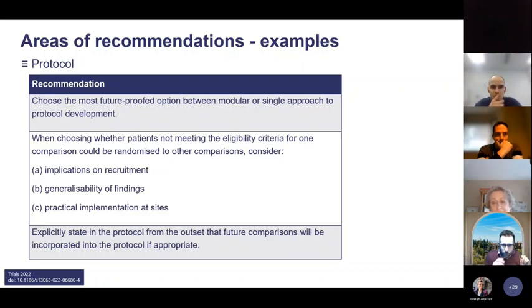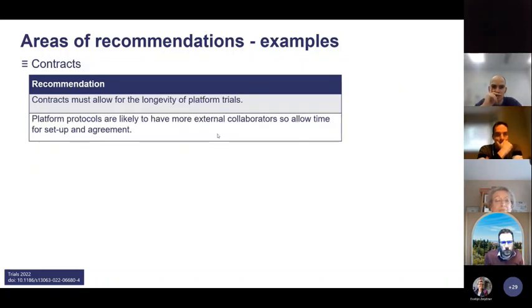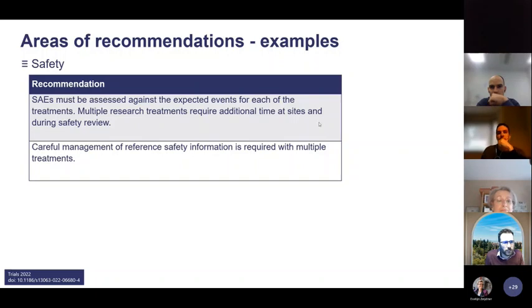So we've got to work through, and I think that's going to vary according to the questions at the time. We would also recommend that everybody in their protocol explicitly states that future comparisons may be included. We've added contracts just because contracts are always difficult, but making sure that contracts cover the longevity of a platform protocol, the fact that the time scale might drift on a bit, is really important. And recognizing as well that the more collaborators you have in a protocol, the more complicated the contracts can become. So it's worth budgeting a little bit for your legal team, of course.